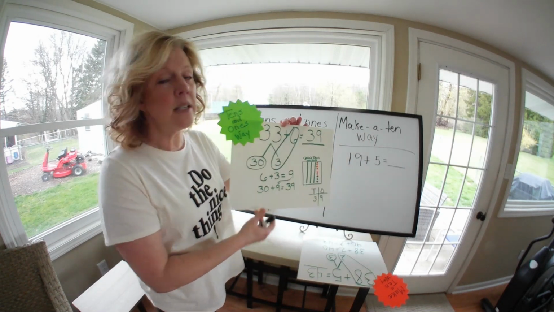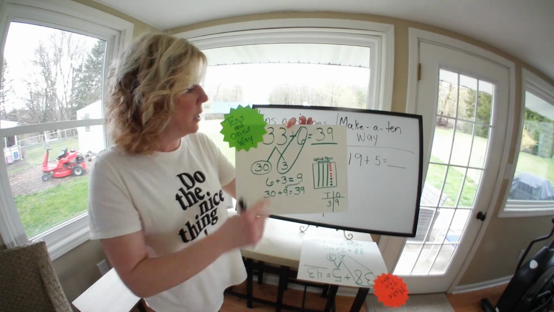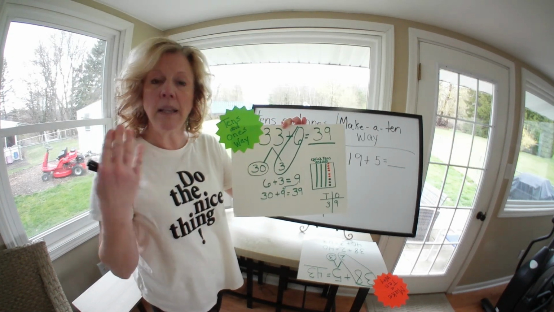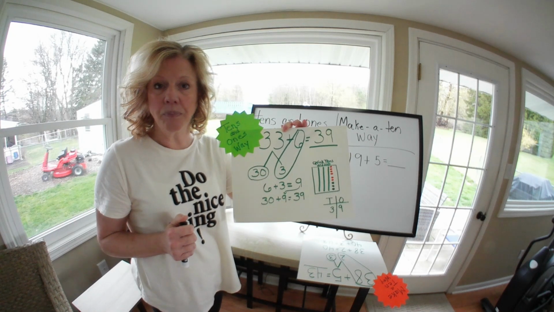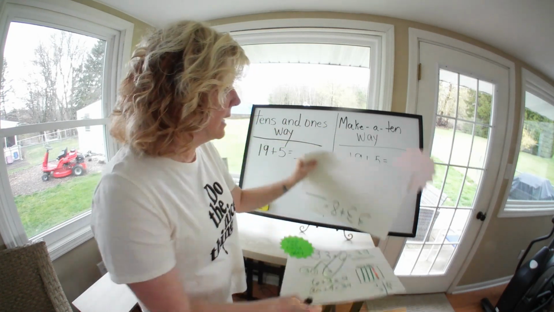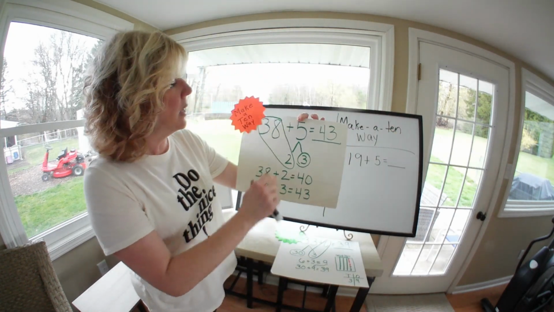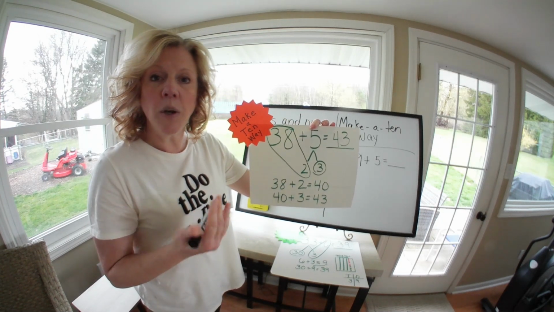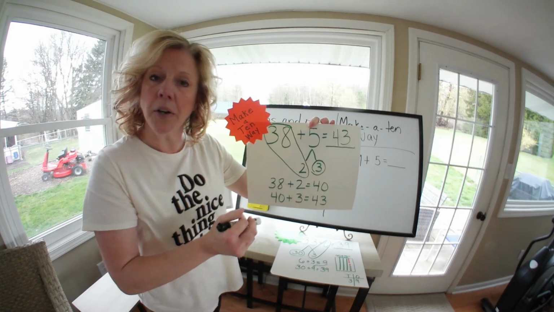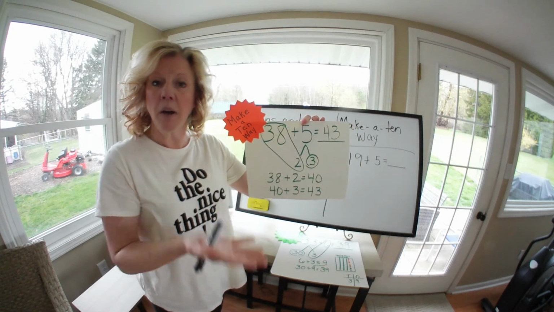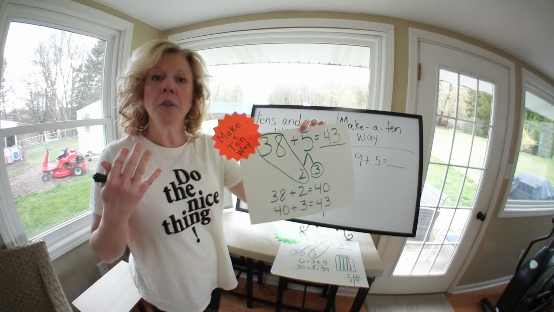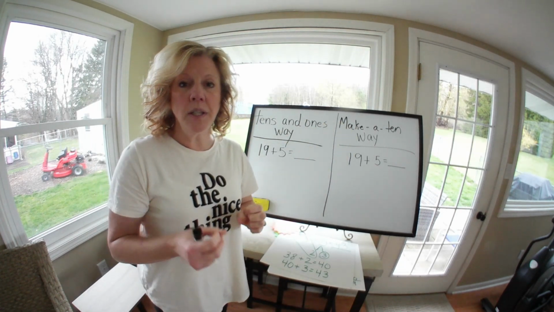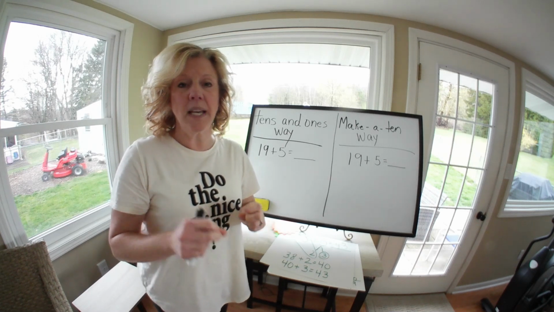Now the tens and ones way is exactly that. We're breaking that bigger number down between tens and ones, and then we go through and add again. The other way, which is the make a 10 way, is where you want to make this number a 10. So you need to break the smaller number down to bring this number up to a 10. There's a couple different ways, but what I want to show you today is how you can use each of these strategies and still come up with the same answer.